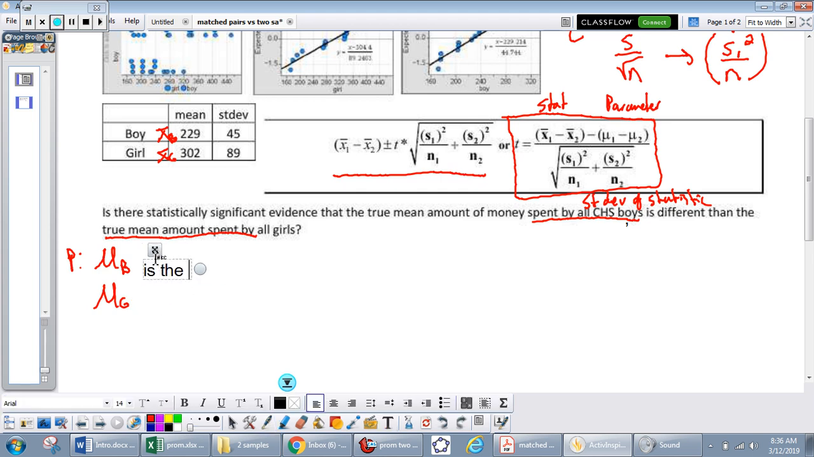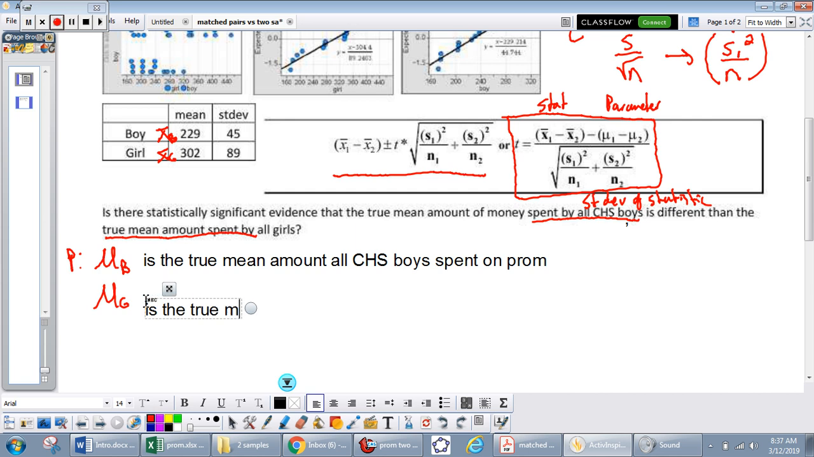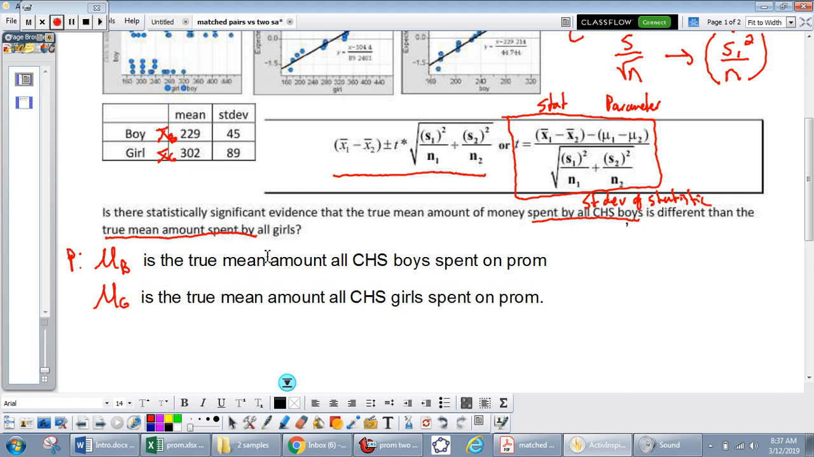Mu b is the true mean amount all Cosby boys spent on prom. And what is mu g? It's the true mean amount all CHS girls spent on prom. And that's my population that I can infer to, so we have to be careful about that. I have a sample of Cosby students. This would not apply to all students in the United States. So we have 2 parameters that we need to define now.